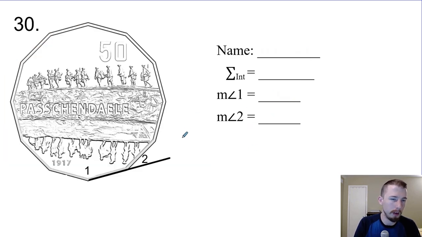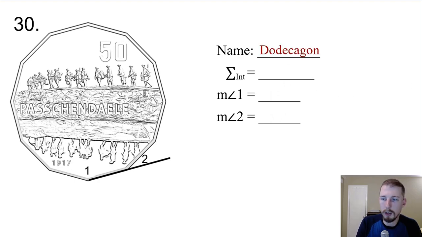All right, number 30. It's actually an Australian coin commemorating the soldiers who fought to free Passchendaele, which is a city in Belgium, I think, from World War I. See how many sides we have. So 1, 2, 3, 4, 5, 6, 7, 8, 9, 10, 11, 12. So this is a dodecagon.